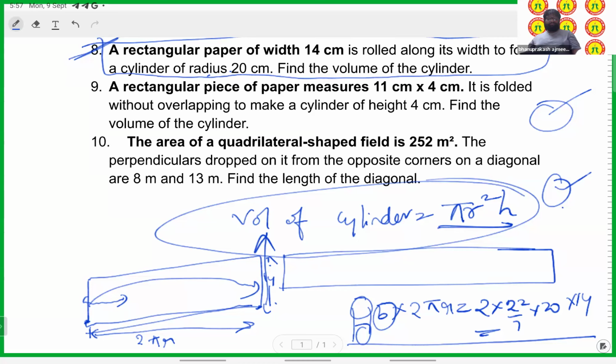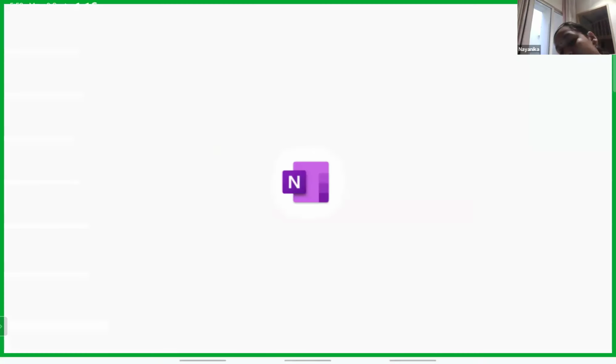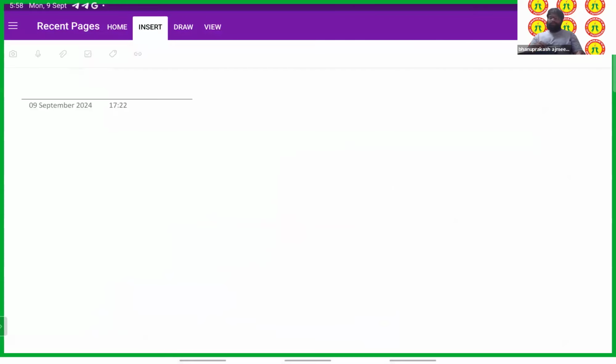Sir, but in the question they asked for the volume, sir. Yes, volume they asked. Then how will you find the volume? How will you find out the volume? Please tell. Sir, can I tell? No, I need the answer. We already discussed this. Sir, the width will become the height, right, sir? Width will become? Height, sir. The height. So, yes, sir, the width will become the height, right, sir? Yeah. So, let us go to the diagram which I showed you there.